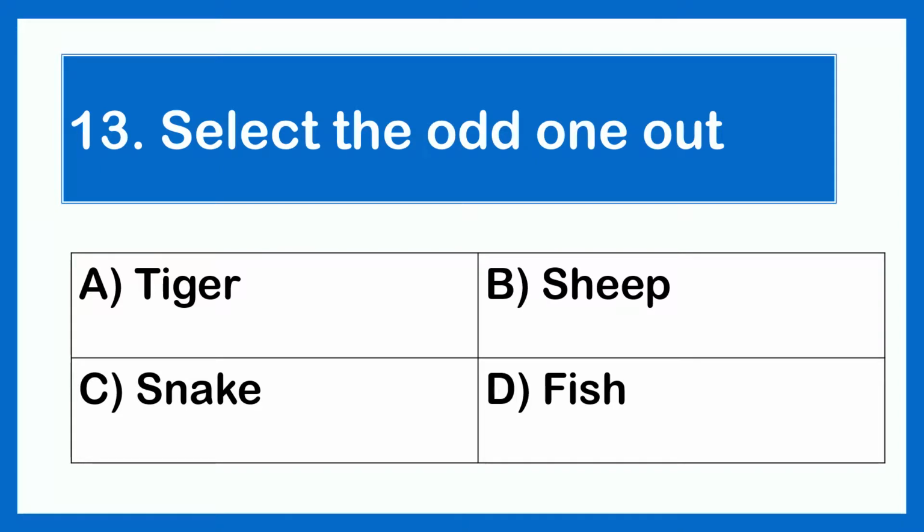Select the odd one out. Option A, tiger. Option B, sheep. Option C, snake. Option D, fish. The answer is option D, fish. Snake, tiger and sheep live on land, while fish lives only in water.